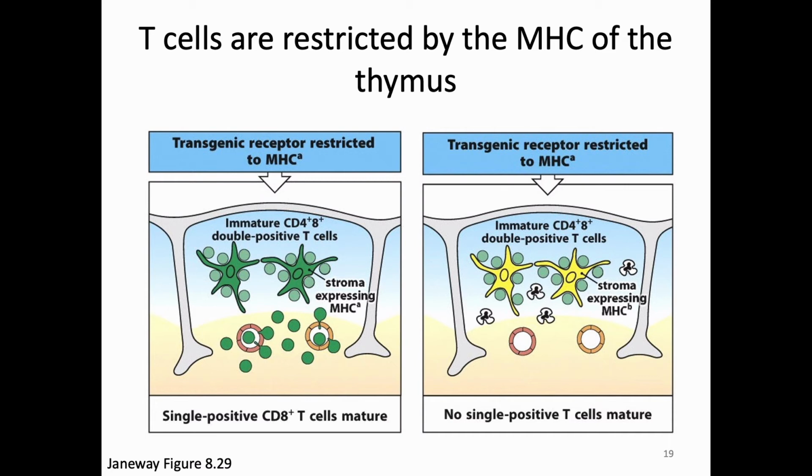If, however, I put in genes for a receptor that was restricted to MHC type A, and I used a thymus that was MHC type B, then all of those T cells are going to develop. They're all going to be double positives. They're all going to try to interact with MHC in the thymus, and none of them are going to interact. And they're all going to be sad because they get no signal, they get no pat on the head, and they're all going to die by neglect. None of them can get a signal from that thymus. And so in the end, we're not going to get any single positive T cells out.